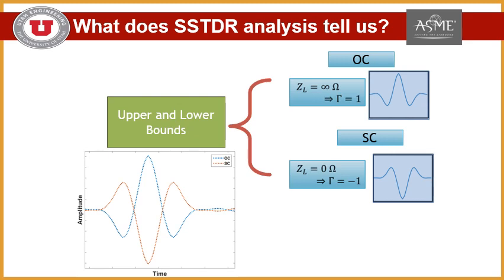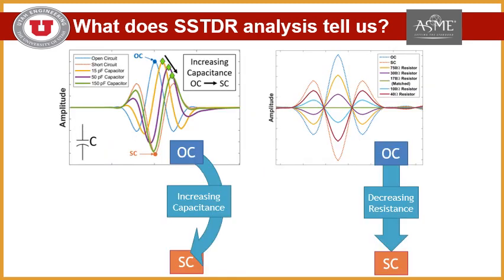It means that any reflection signature from any impedance that's between infinity and zero will lie somewhere between our characteristic open circuit and characteristic short circuit SSTR responses. So in this slide, I'm going to show you what happens when we vary the impedance values.